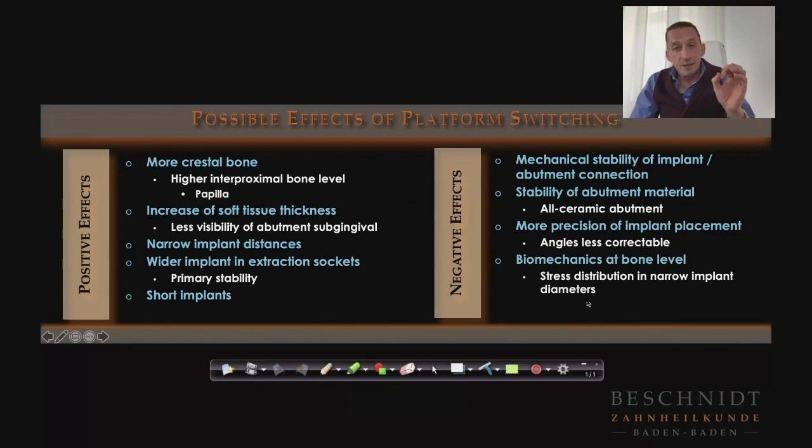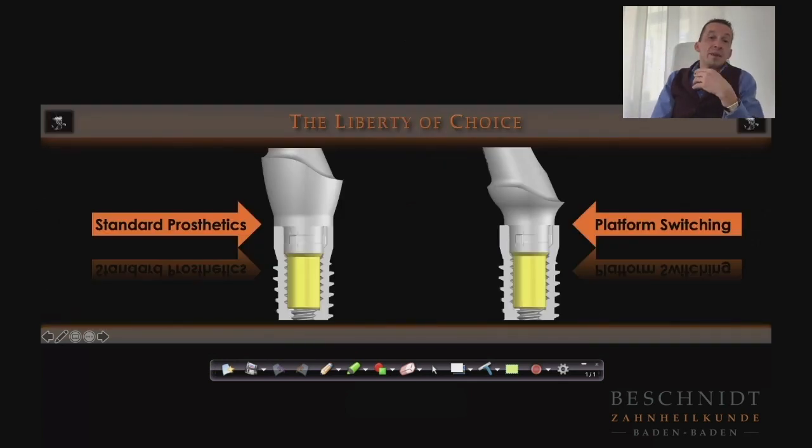The biomechanics at bone level allow a narrow implant on one side, but on the other side, the stress distribution in narrow implants is more given to the bone. Look at this. With a Camlog system, you have the liberty of choice using standard prosthetics and platform switching. Let's have a look at the platform switching.